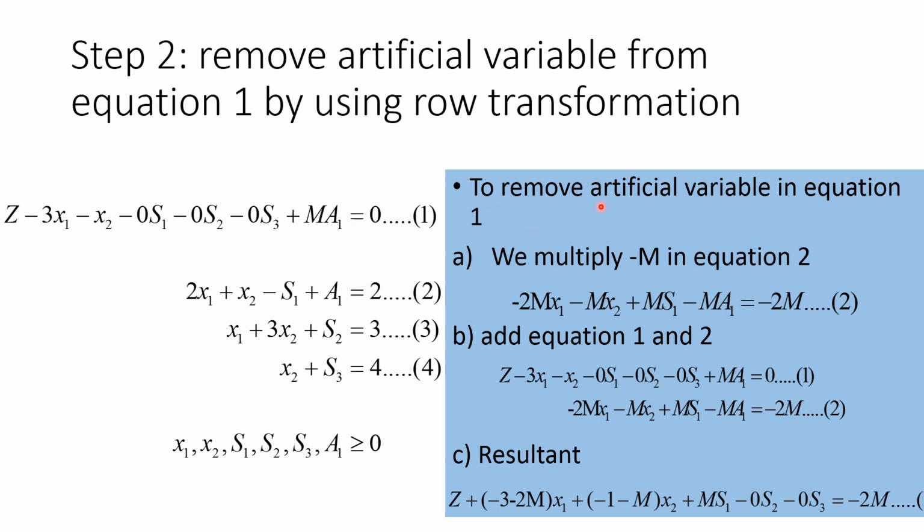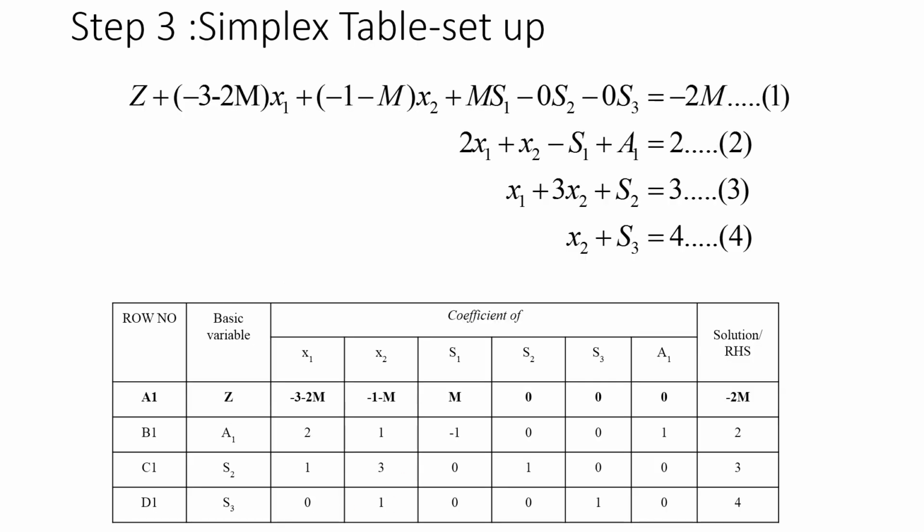So my first step to remove the artificial variable from equation 1 is that we multiply equation 2 by minus M, so this will be your equation, and add equation numbers 1 and 2. This is equation 1, this is equation 2, you just add here, so your resultant objective function is like this. And yes, x1, x2, s1, s2, s3 and a1 are all positive. So let us understand this question by using the simplex method or simplex table. We write here the objective function and all constraints in the standard form.